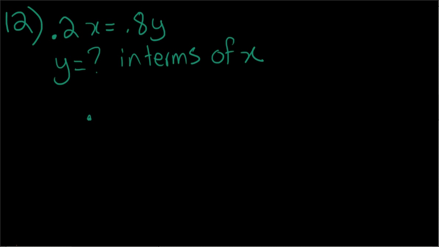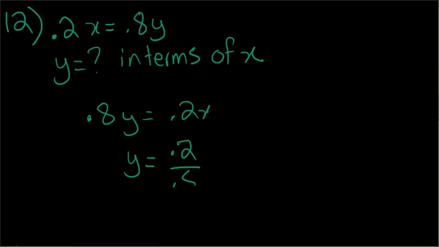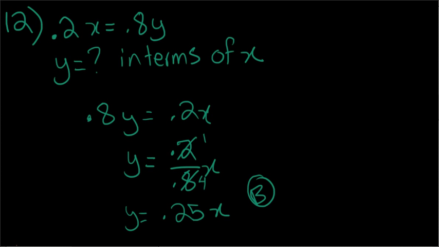So if we just bring it down here, 0.8y equals 0.2x. If we divide both sides by 0.8, we get y is equal to 0.2 over 0.8x. And that cancels out to 1/4, or y is equal to 0.25 of x. And that's choice B, as it is 25% of x.